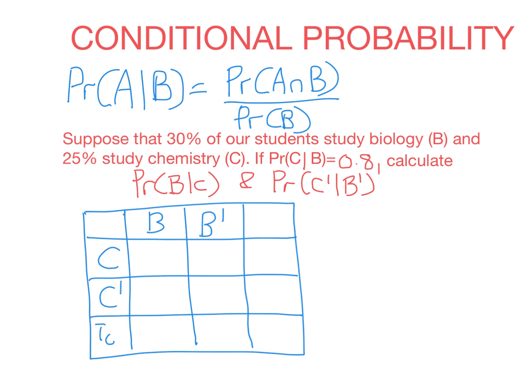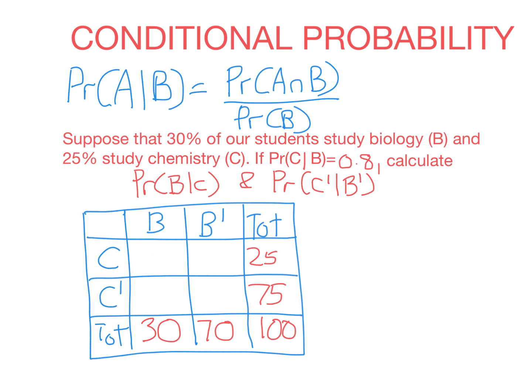So two-way tables have a row and column for total. That's why I said it's easier to use them when you're dealing with totals. Okay, so we're told that 30% of our students study biology. So I'll put 30 there. Because it's percentages, they need to add up to 100. So if 30% study biology, 70% don't. Similarly, 25% study chemistry, which means 75% don't.